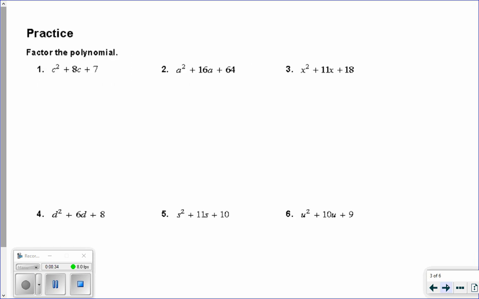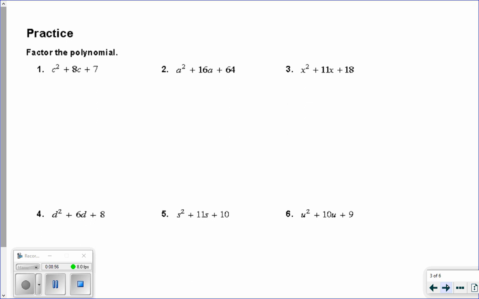So now let's put this in practice. Okay, so this is how we're going to do this. We're going to essentially unfoil this trinomial, following the reverse of the FOIL process. Okay, and we're going to use the trick that we just learned. So I'm looking at c squared plus 8c plus 7. And this is what we do, guys.